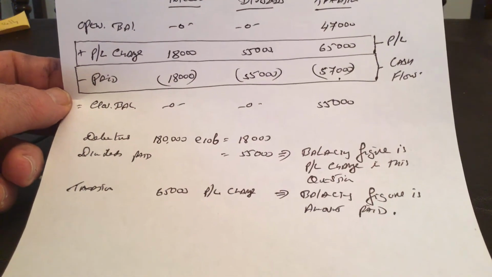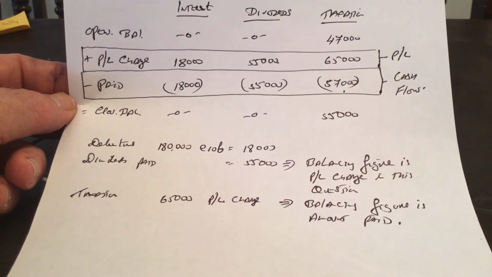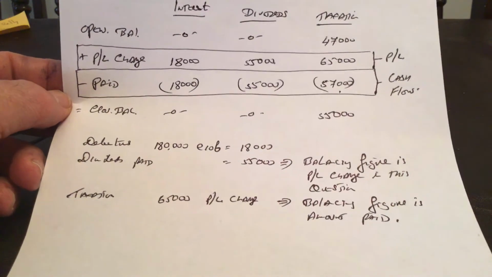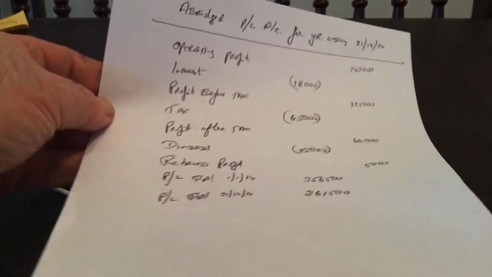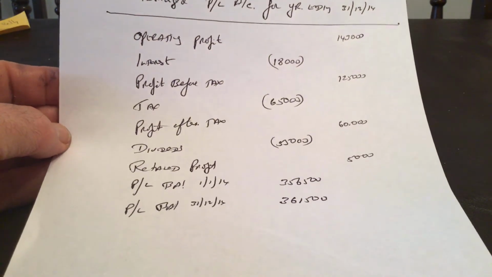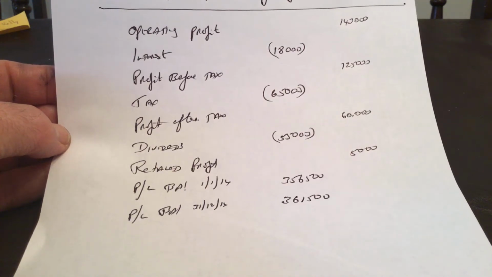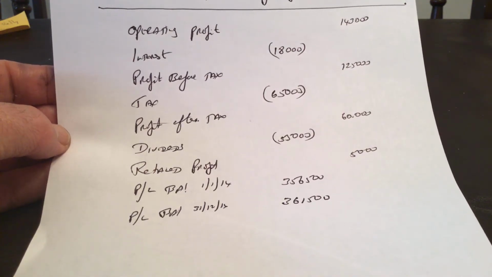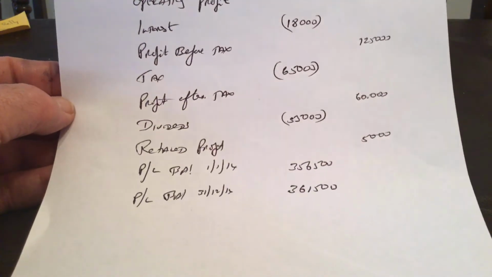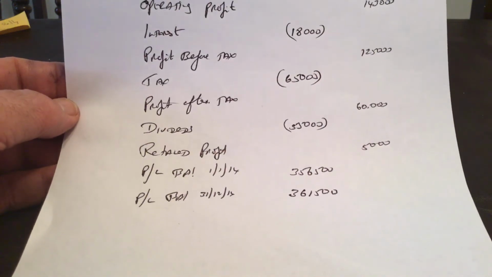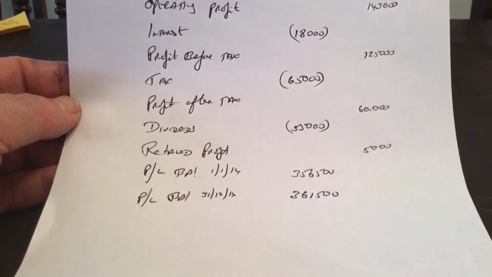Now, you must always do this regardless of whether there's a zero opening or zero closing balance. To move on now, we must do an abridged profit and loss account. So we have to key in the abridged profit and loss account for the year ending the 31st of 12/14. So you have your operating profit, you have your interest, gives you profit before tax, minus tax gives you profit after tax, minus dividends gives you retained profit, plus your profit and loss balance at the start of the year gives you your profit and loss balance at the end of the year.